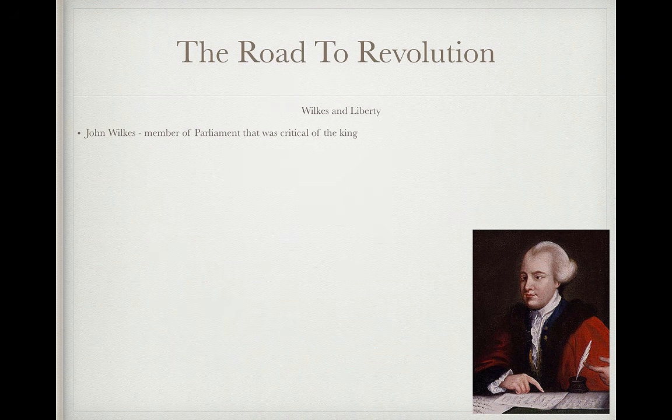John Wilkes was a member of Parliament that was critical of the king, and he really became like a folk hero or a rallying cry in the colonies. Many people looked up to him.